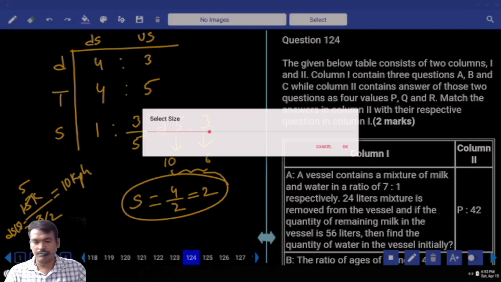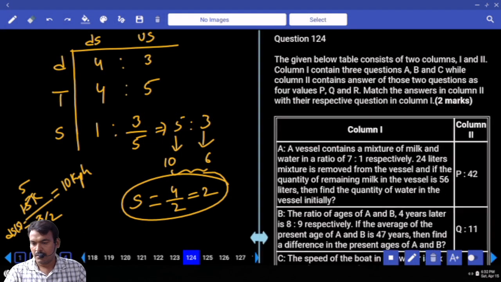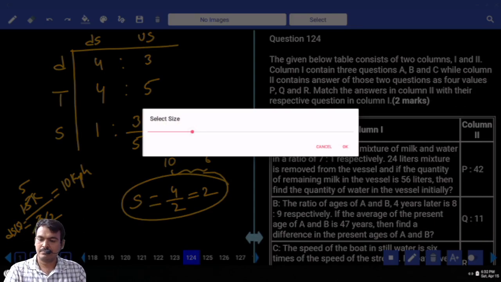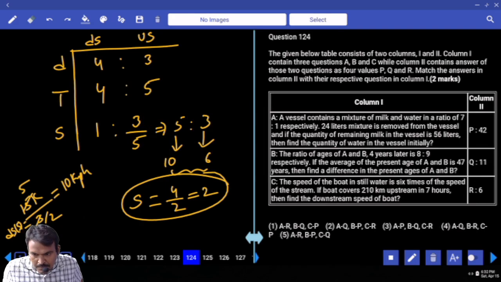Next, 124. Columns first. AR, BQ, CP. First the C value is taken.